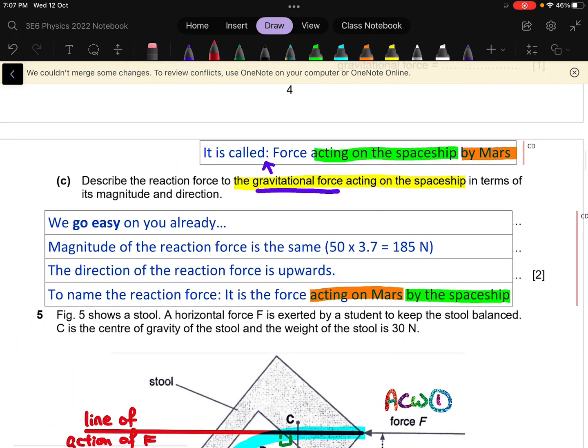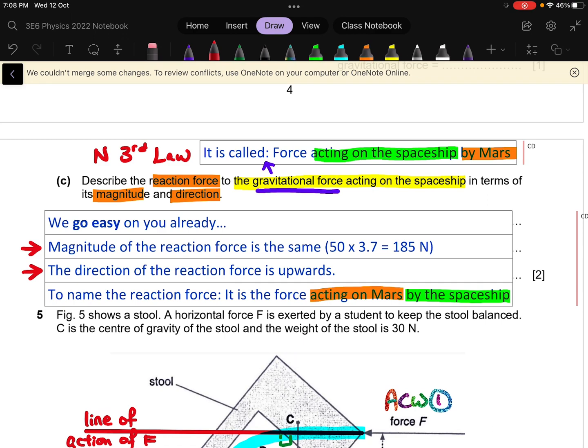Okay, for part C, this question is also really being scaled down on its difficulty level. As you can see here, we are just asking for the magnitude and direction of a reaction force. We are not even asking you to name it. So if you have studied your Newton's third law, you would know that this particular reaction force would give you the same magnitude as the original force, and it will act in the opposite direction as the original force.